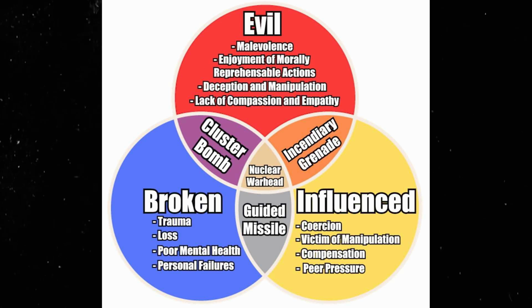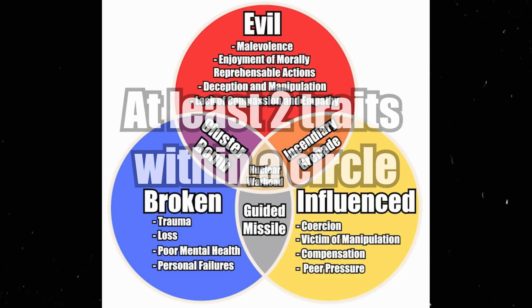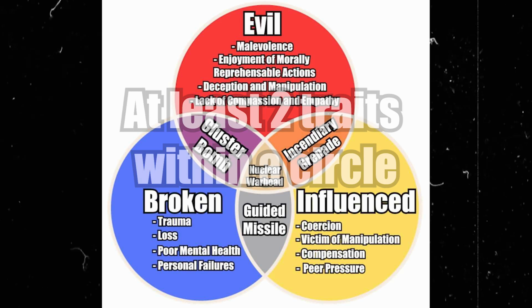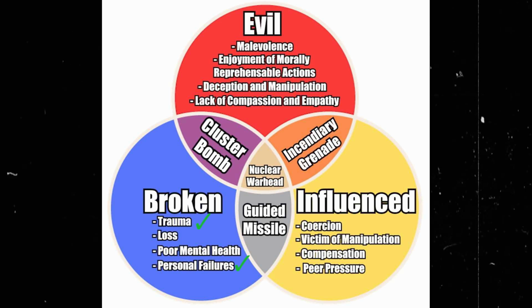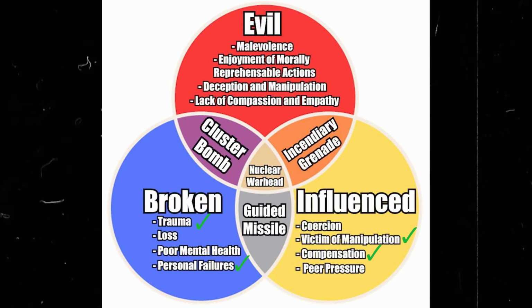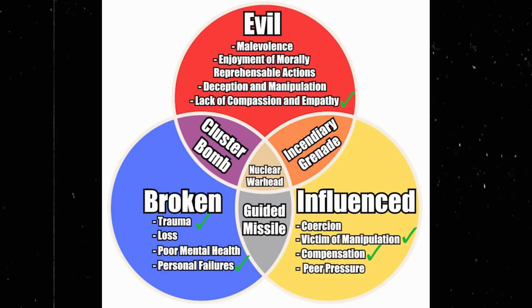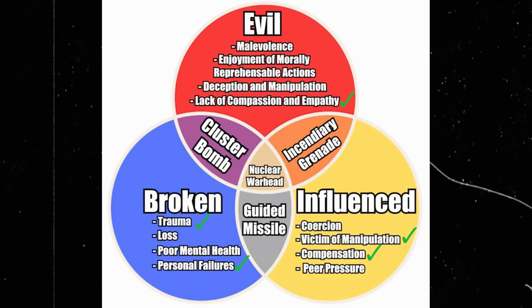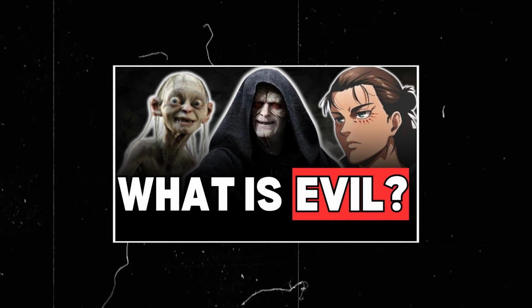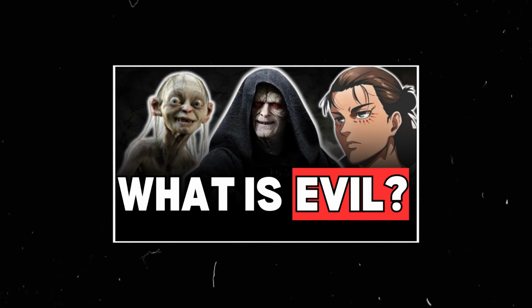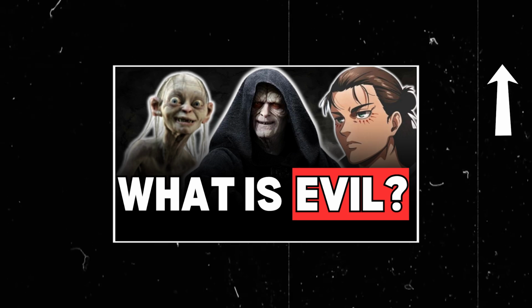To be put into one of the circles, a person must have at least 2 of the traits within that circle. So for example, for a character to be a guided missile, he has to have at least 2 characteristics in both the broken and influenced circles. But having only one in the evil circle wouldn't mean that they're evil, at least not to a high enough degree. If you'd like a more in-depth breakdown of the Venn diagram and what everything on it means, click the eye in the top right corner to check that out.